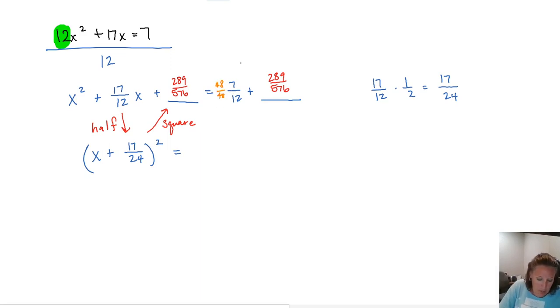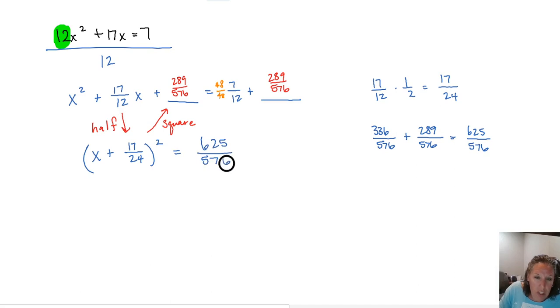And 48 times 7 is 336. Plus 289 all over that 576 gives us 625 over 576. If you want to use your calculator to help you with this part, you can. These numbers are a little bit bigger than we normally see. x plus 17/24 squared. We can take the square root of both sides. Make sure that you include that plus or minus.